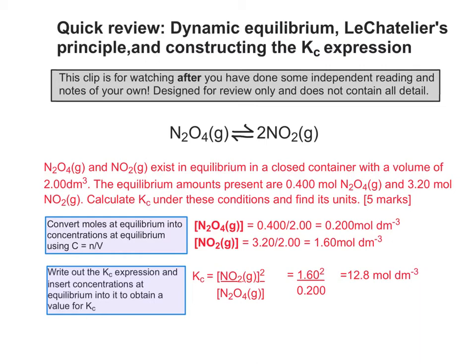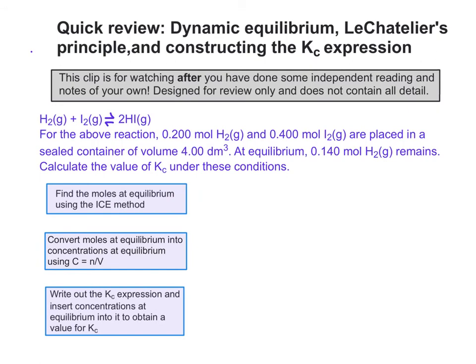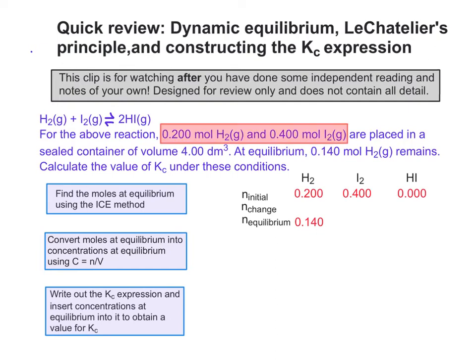Now let's look at another example where you do have to use the ICE system. We've now got another similar style of exam question. We're talking about a different reaction this time, but it's got some different data if we look carefully. I've inserted what the question has given me. It's told me that I've got 0.2 moles of H2 and 0.4 moles of I2. And it also tells me how much hydrogen I've got at equilibrium. So I can put that data in the right place.